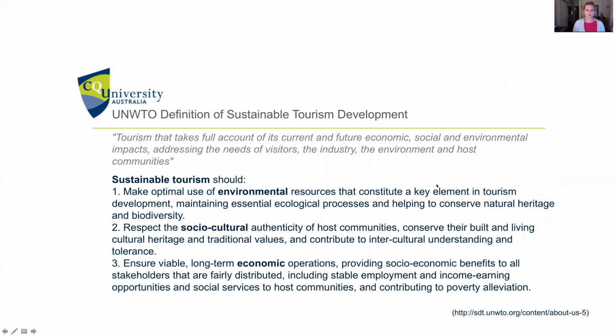Okay, so the UNWTO's definition of sustainable tourism development is tourism that takes full account of its current and future economic, social and environmental impacts, addressing the needs of visitors, the industry, the environment and host communities. So you can see they're drawing on the old Brundtland Commission definition of meeting the needs of the current generation without compromising the ability of future generations to meet their own needs. It's got that same idea of current and future, thinking about stuff now, but also about how this is going to look in the future.